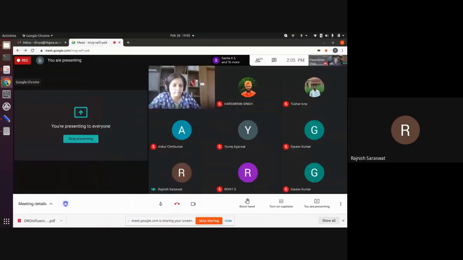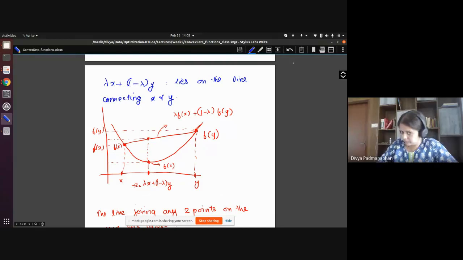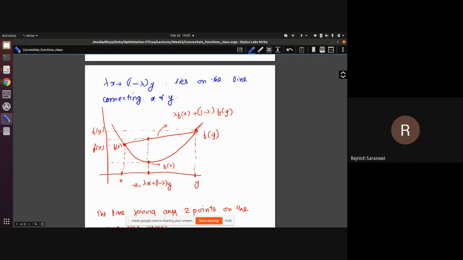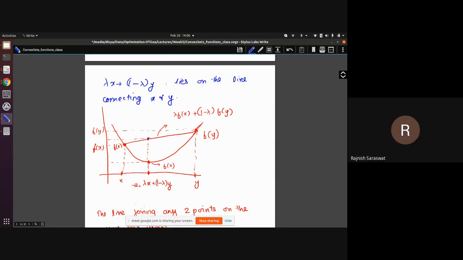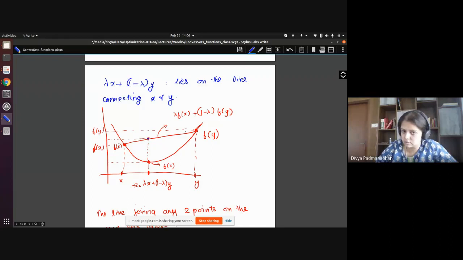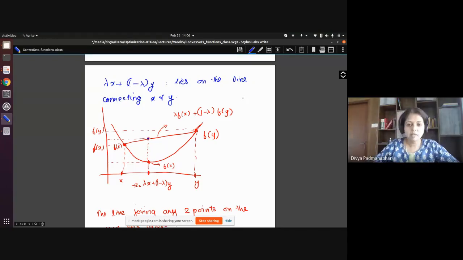Ma'am, at this particular point on the line joining the two function values, suppose this is lambda f(x) plus 1 minus lambda f(y). When you project it on the horizontal axis, how does this point z come to be lambda x plus 1 minus lambda times y? You're asking how this point is also lambda f(x) plus 1 minus lambda times f(y), that is some point on the line joining f(x) and f(y)? Yeah, exactly. So let me explain this a little more.